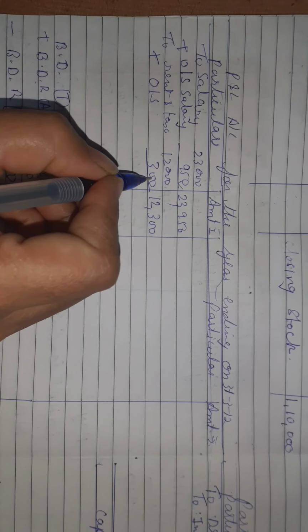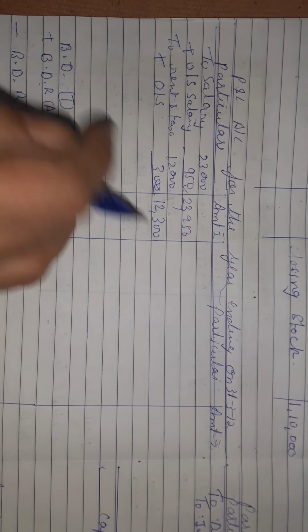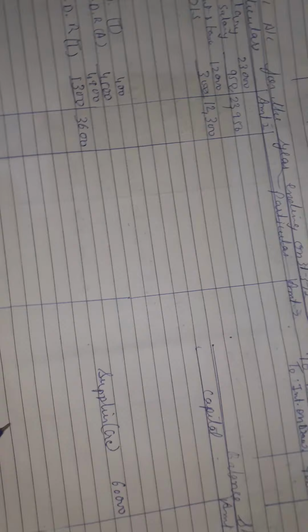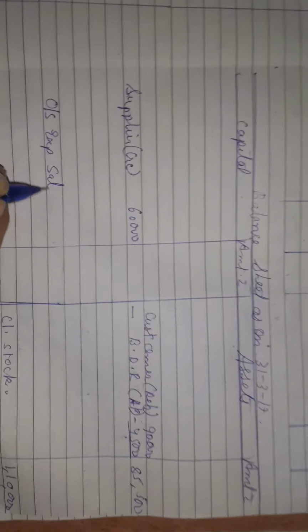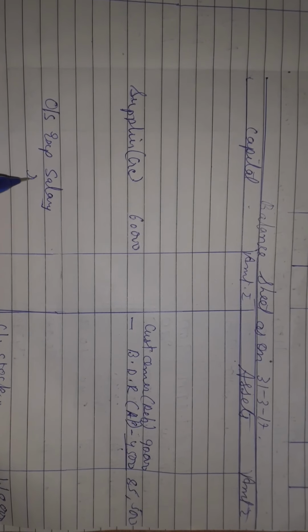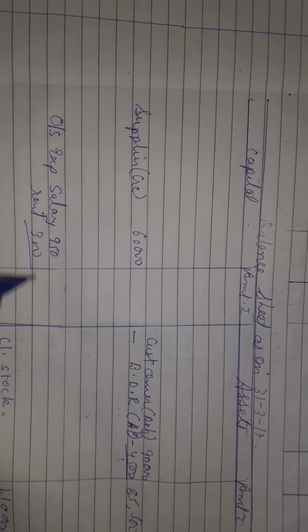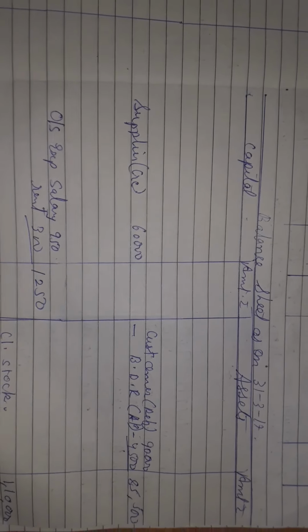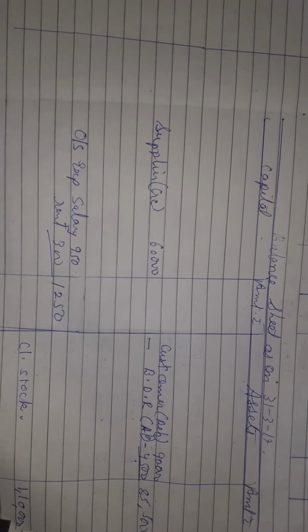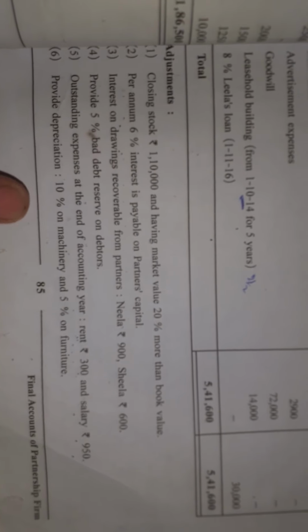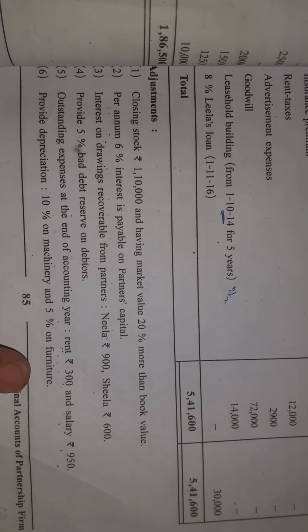Now this outstanding entry, both this outstanding entry you have to write in the balance sheet now. Which side? Because if the expense are outstanding, this is your liability. So you are going to write on the liability side outstanding expense, that is salary and rent. 950 plus 300. So outer column you are going to write 1,250. Clear? Now last adjustment entry is left, that is provide 10% on machinery and 5% on furniture.